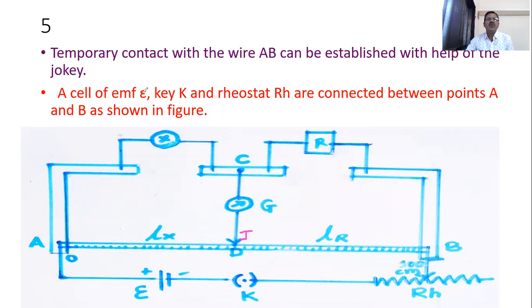A cell of EMF E, key K, and rheostat RH are connected between points A and B as shown in the figure. This cell of EMF E, this key K and rheostat RH are connected between these ends A and B of the wire as shown in this figure.